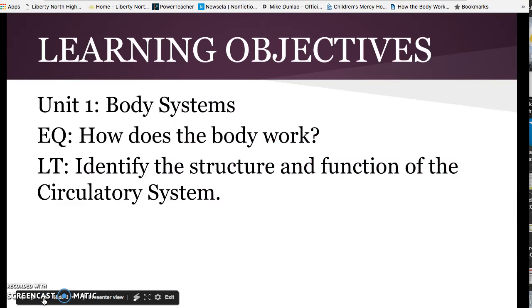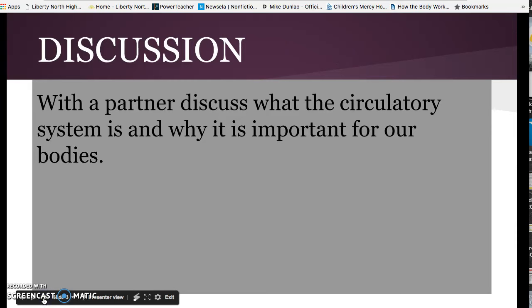Our learning objective is the body systems, and the essential question that you're going to learn about is how does the body work? And the learning target is identifying the structure and function of the circulatory system.